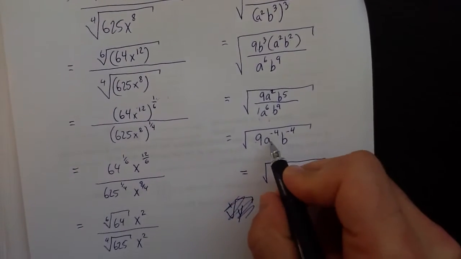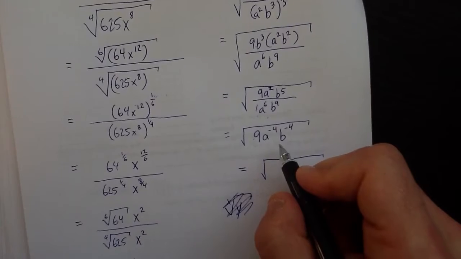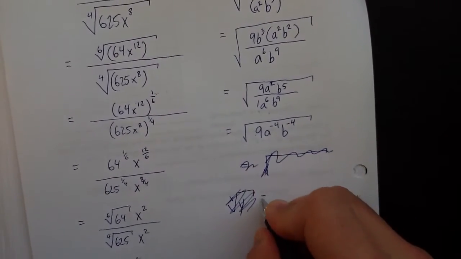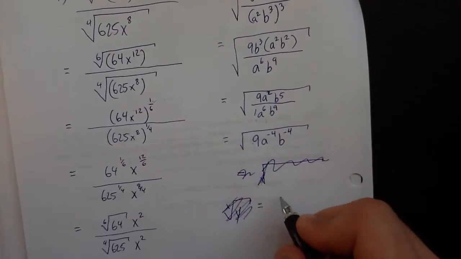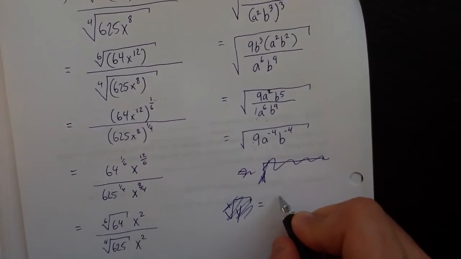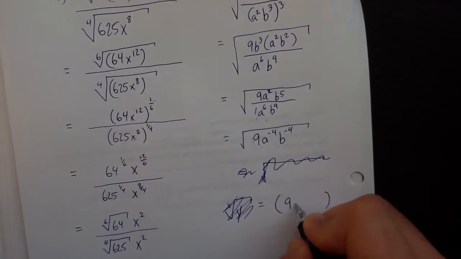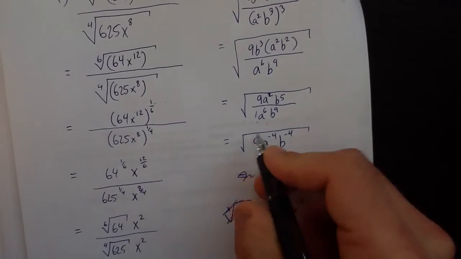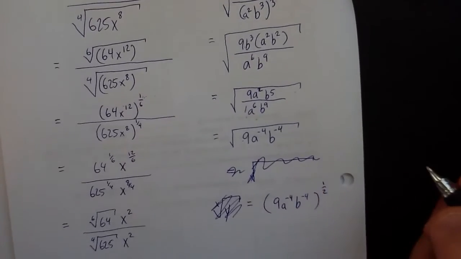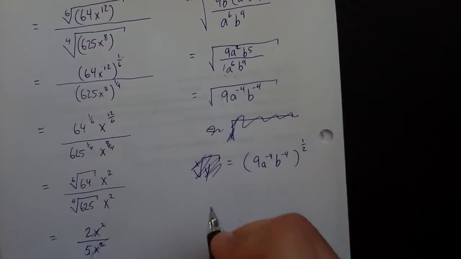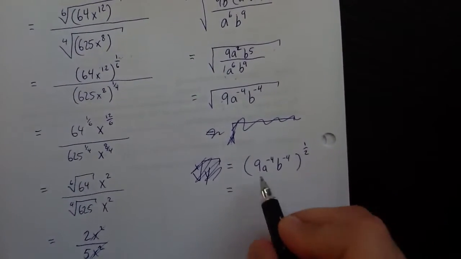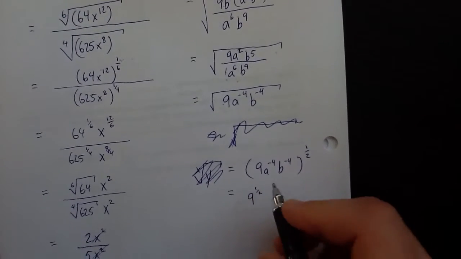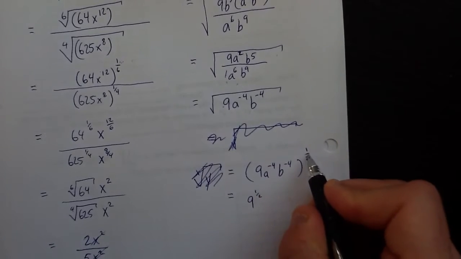Continuing this, I'm going to rewrite this. Actually, I won't rewrite it right now. What I'll actually do is rewrite the square root sign, because that square root sign, remember, means to the power of a half, applied to 9, a to the -4, b to the -4. Square root means to the power of a half. And so this half applies to all these things. So that's 9 to the power of a half. That's a to the -4 to the power of a half.